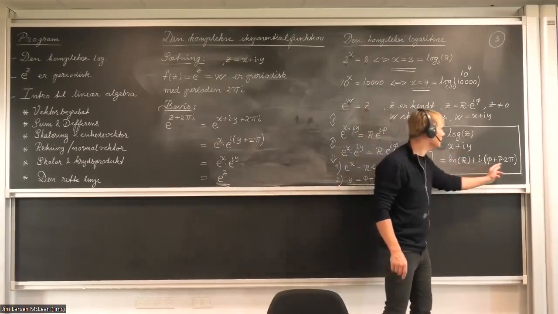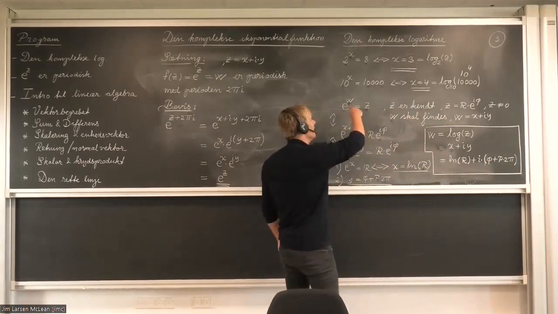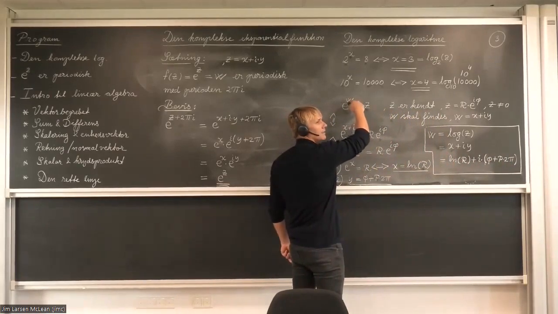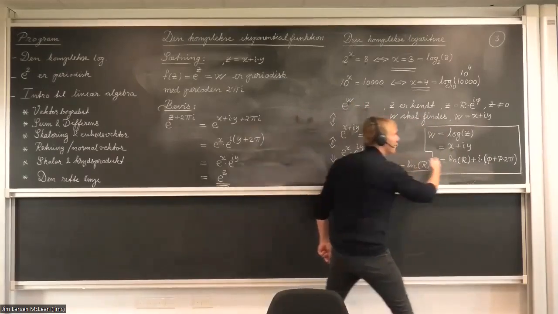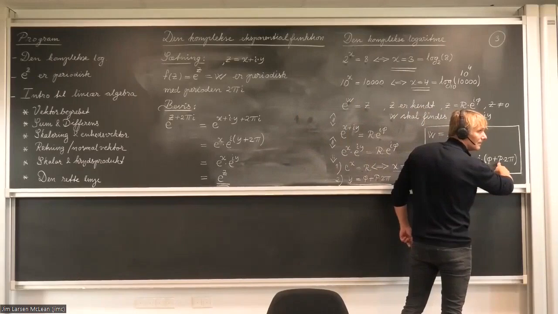So there are infinitely many answers to that question. There are infinitely many different exponents you can plug in there that yield Z, and all of them are listed here, one for each chosen value of p. Were you in on that?